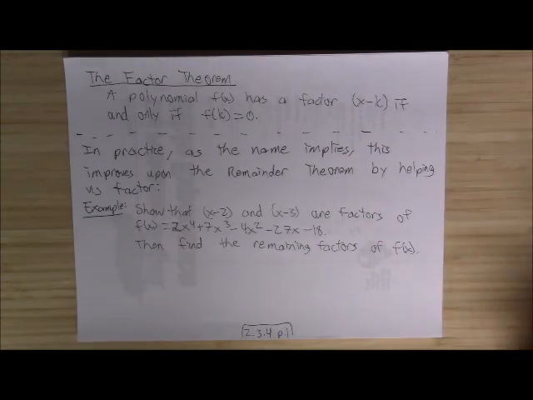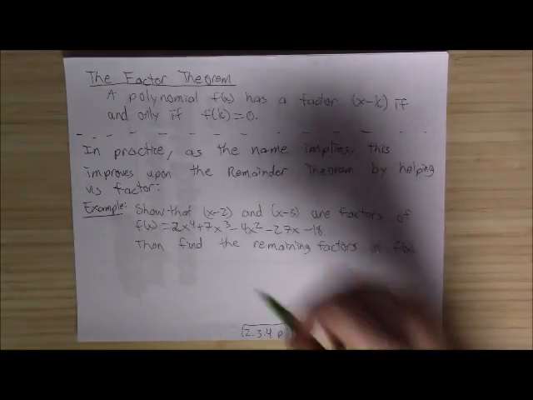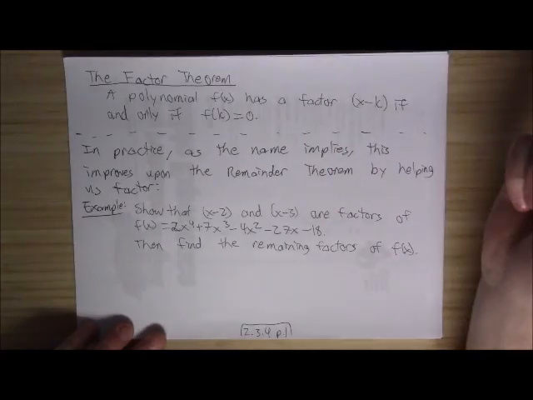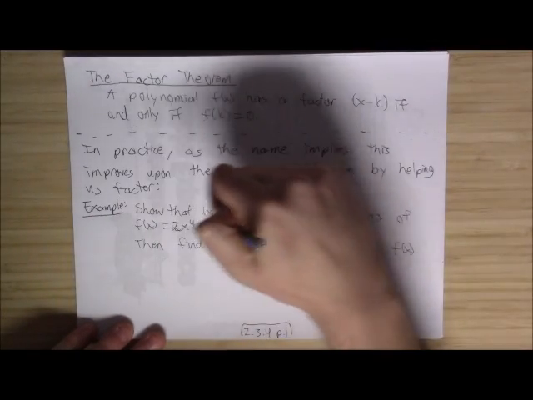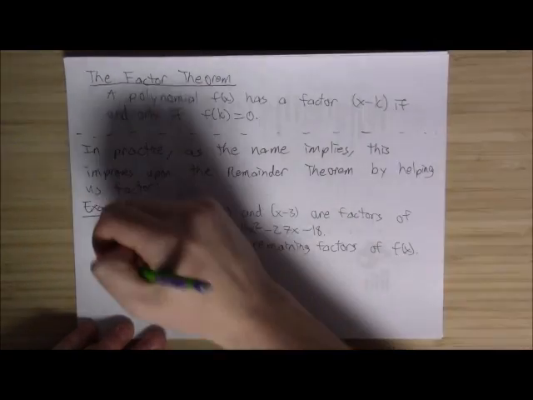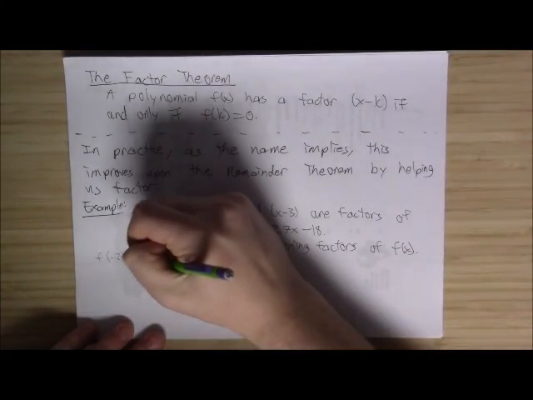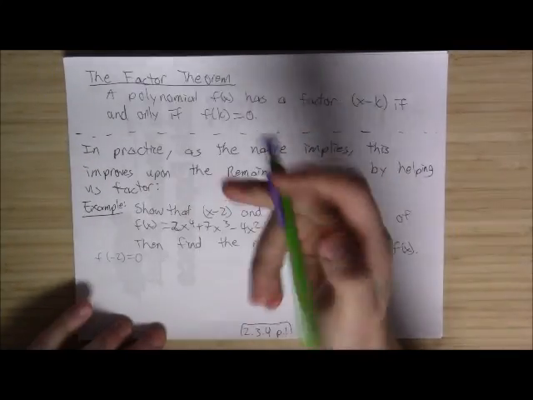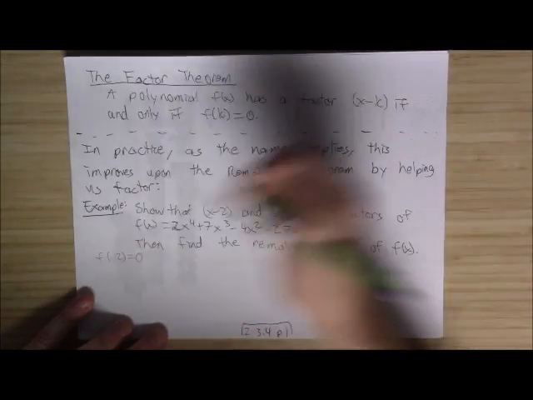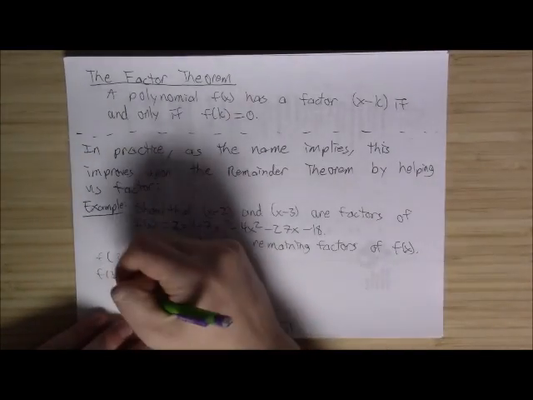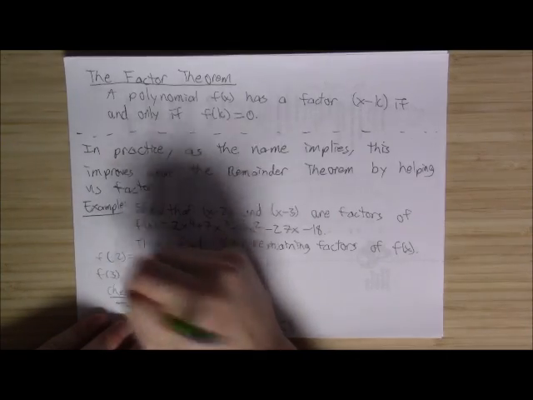So, for instance, let's go ahead and show that x minus 2 and x minus 3 are factors of this, and then we'll use that to find the remaining factors. Well, how can we see that it's a factor? Well, plug in 2, right? We can see here that by plugging in 2, you'll get 0. Namely, we see f of 2 is 0, and f of 3 is 0. You should check that. I'll just write check here.